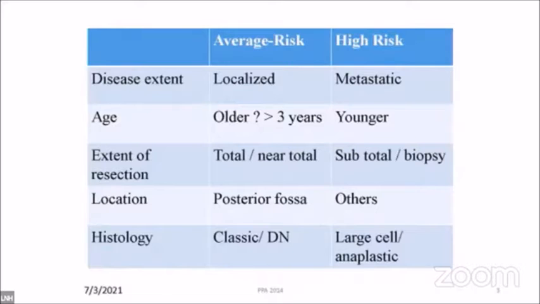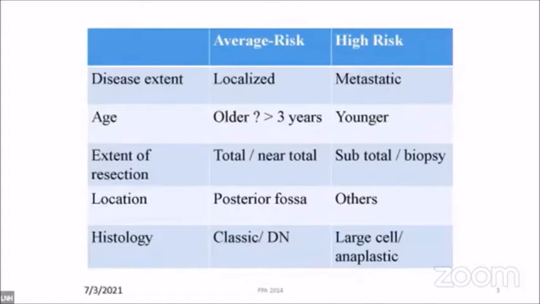It was based on clinical factors, age. The younger the age, the more malignant it was considered. Extent of resection, we will come back to that, whether it's total, near total, or subtotal resection. Location in the posterior fossa, metastasis, whether there is CSF positivity. Histology: diffuse classic is known as less malignant as compared to the large cell anaplastic type.